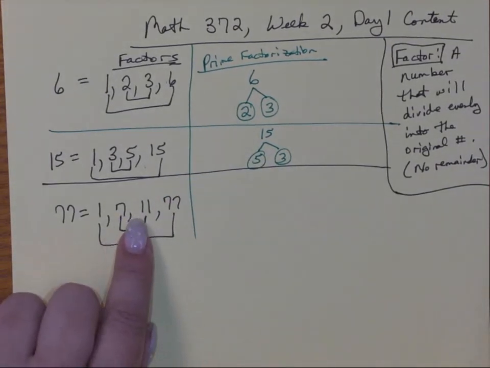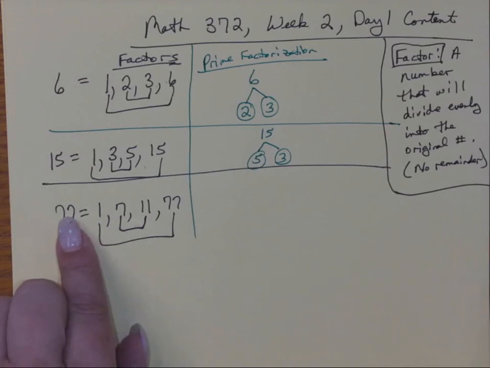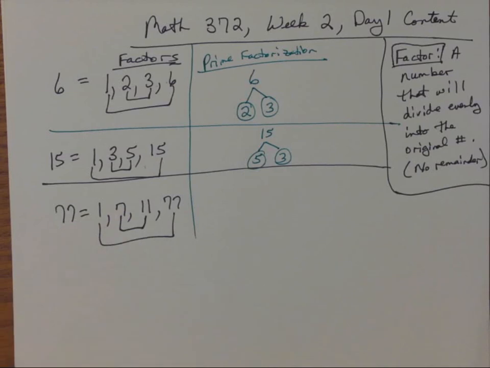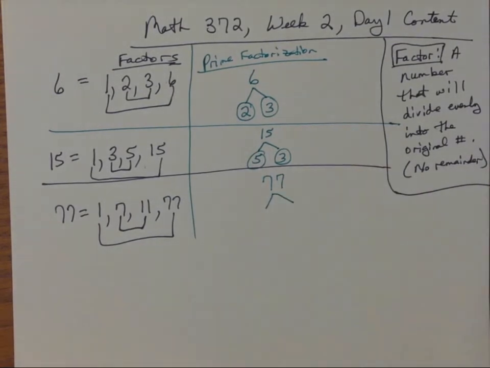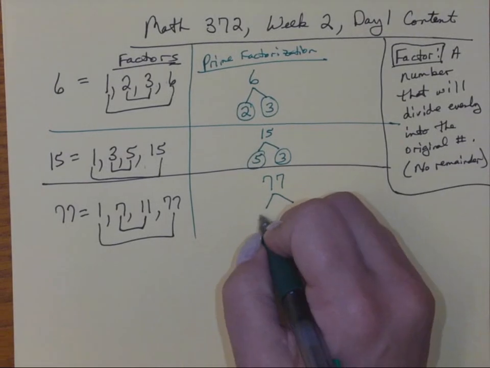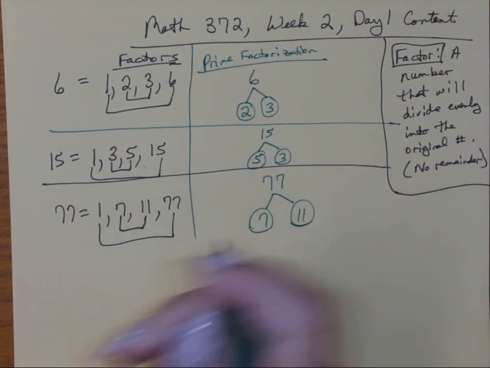If I check again, let me think about this. The only numbers again between this pairing are 8, 9, and 10. Well, 8 doesn't go because it's not even, and 10 doesn't go because it's not ending in a 0. So really all I would have to check is 9, and most of you probably know your multiples of 9 up to 99. So it does not go, so hey, that's pretty cool. And when I look at 77, its prime factorization, I know 7 is a prime number and 11 is a prime number, right?